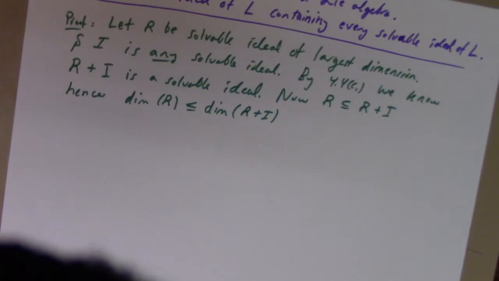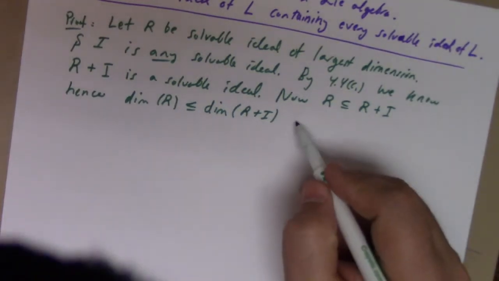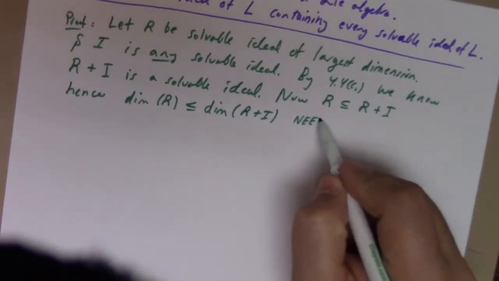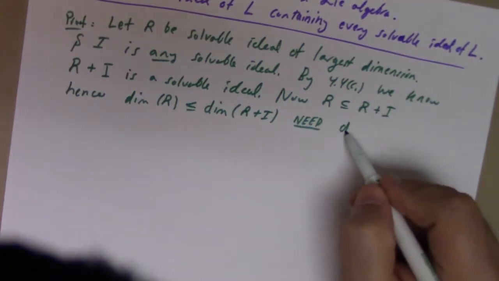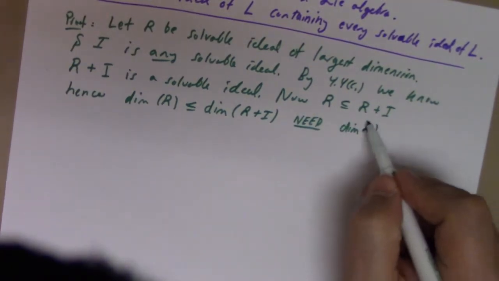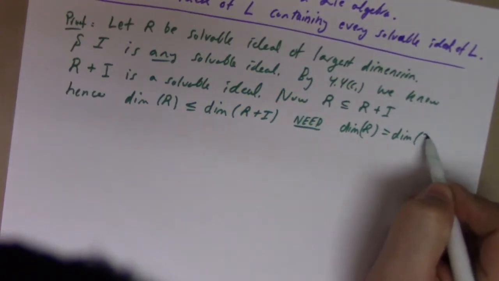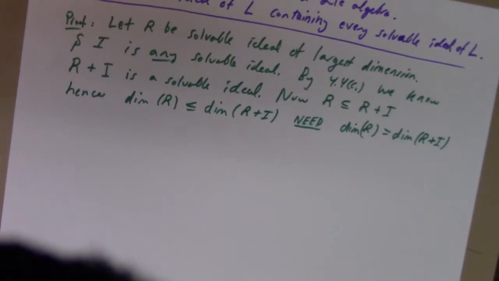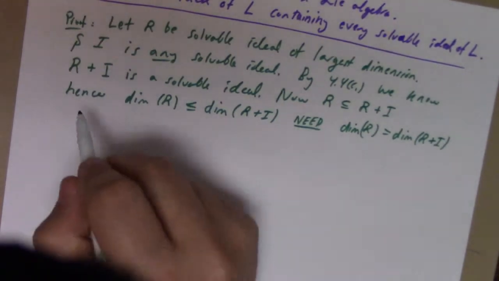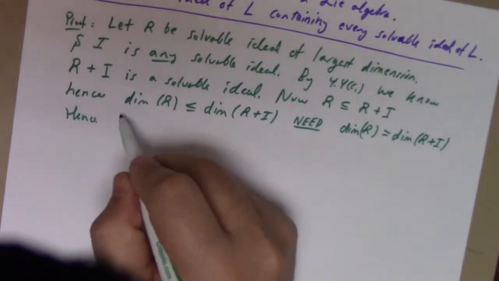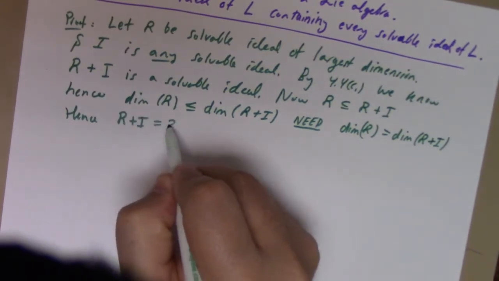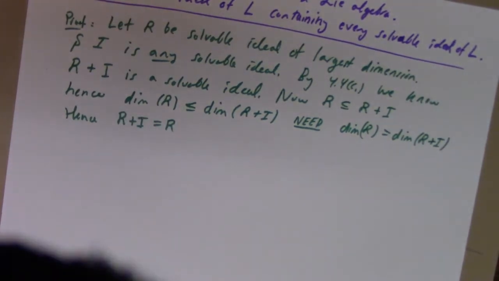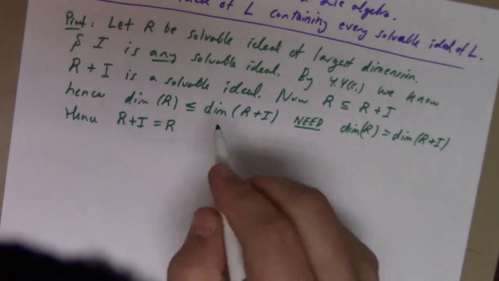Anyway, we chose R of maximal possible dimension. Therefore, by maximality, the dimension of R must be equal to the dimension of R plus I. So what's that say? Hence, R plus I is equal to R. So I is contained in R. Right.